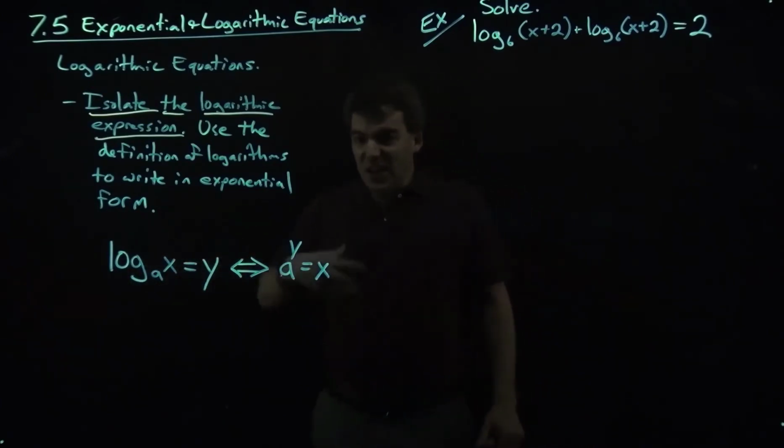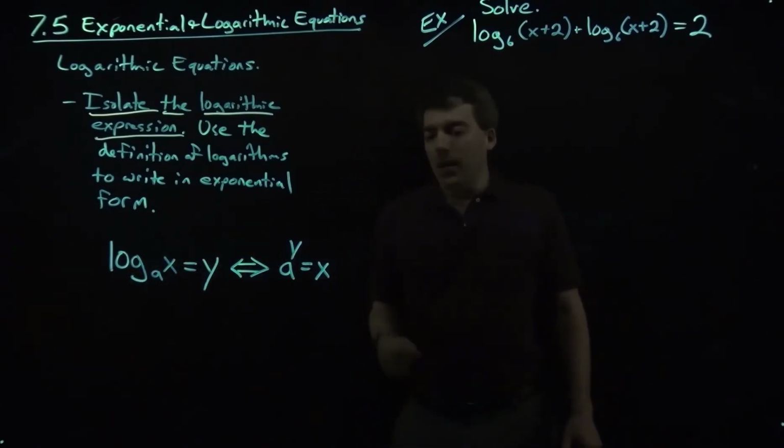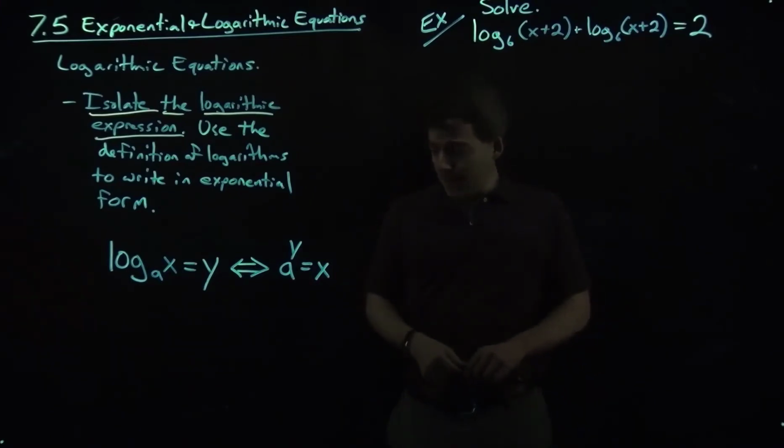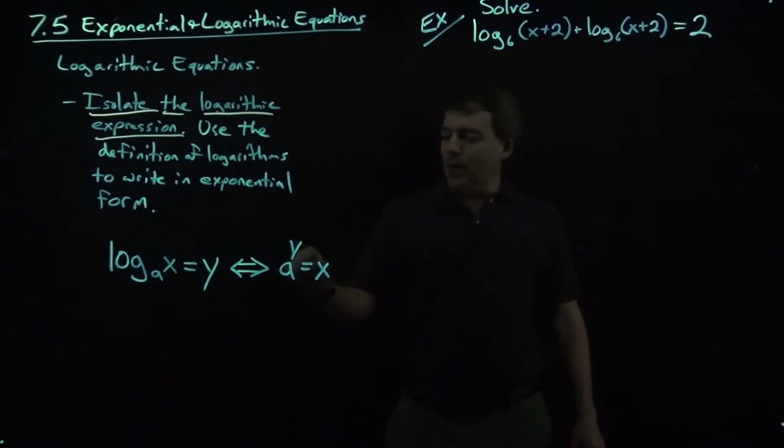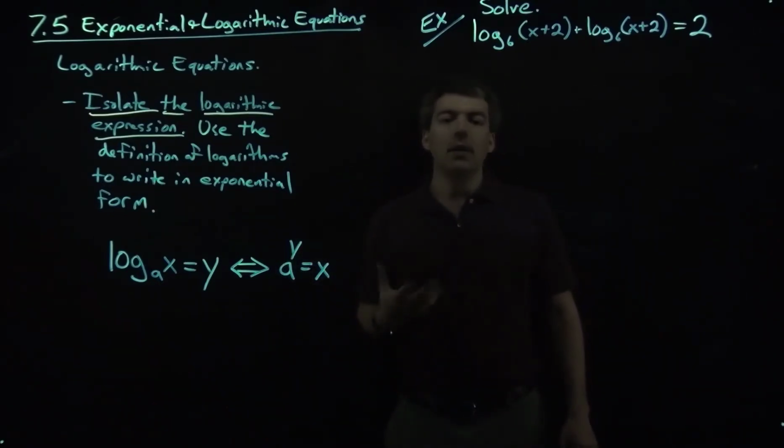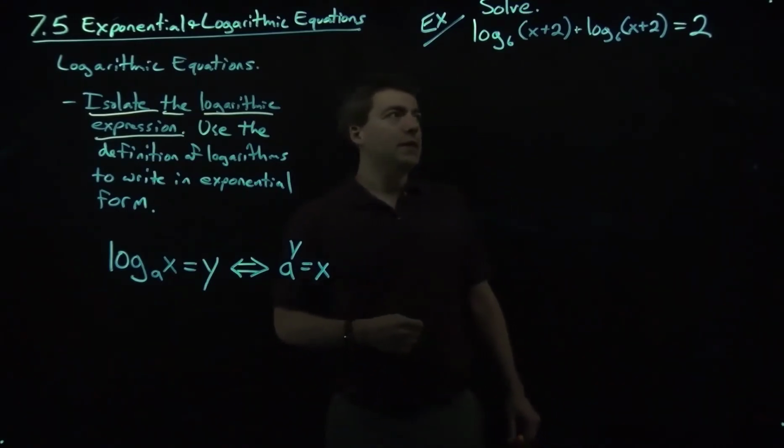Recall log base a is the inverse to the exponential function of base a. So once we have this, we can write it in this form, and typically we'll have a number here, and that'll allow us to solve for the variable. Okay, so let's do that with this.